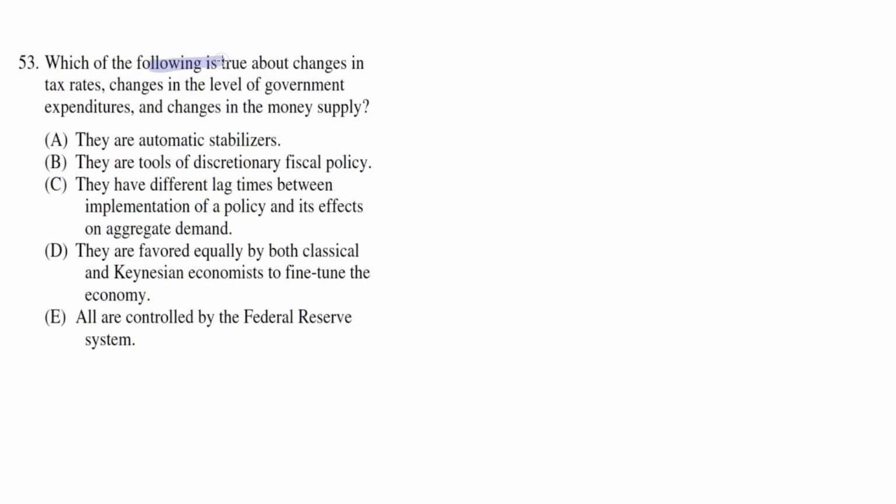Which of the following is true about changes in tax rates, changes in the level of government expenditures, and changes in the money supply? In this question, we're asked to identify what is true amongst these three different changes: tax rates, government expenditures, and money supply. Option A says they are automatic stabilizers.